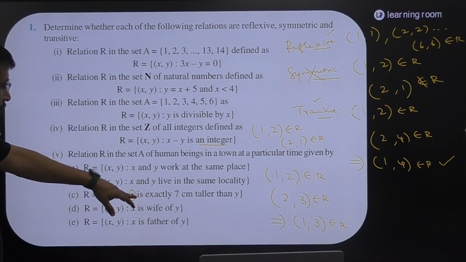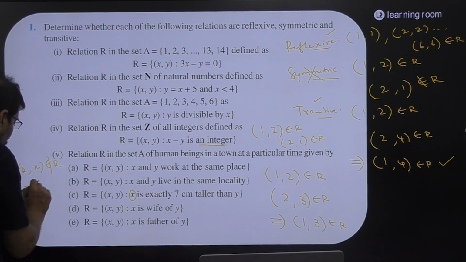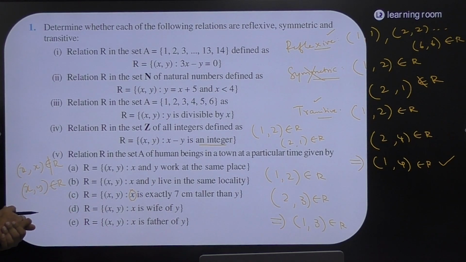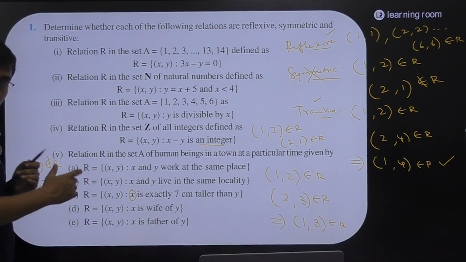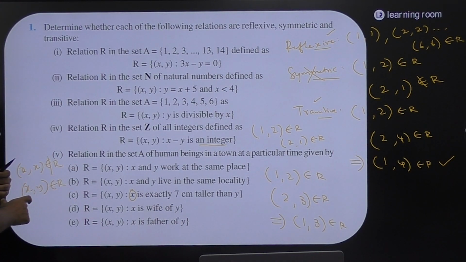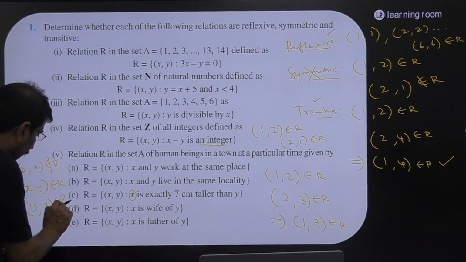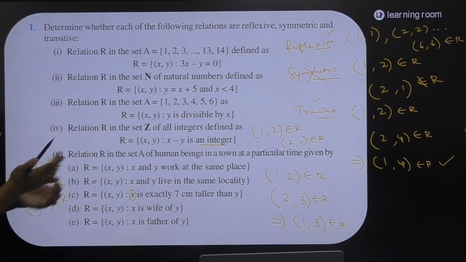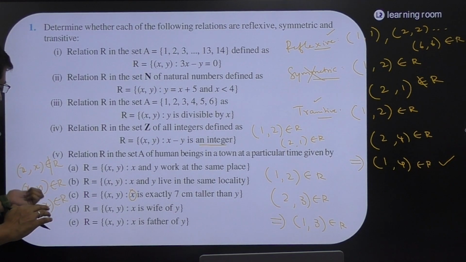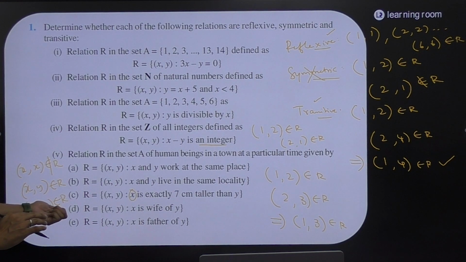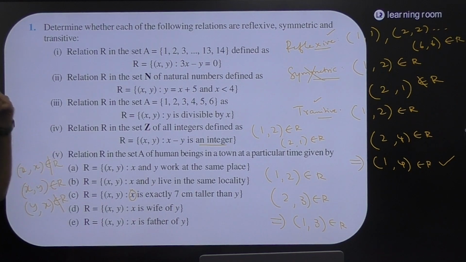So next is, what about X comma Y? If at all I assume X comma Y belongs to R, what am I trying to tell you? X comma Y belongs to R. What is the meaning of this statement? X is exactly 7 centimeters taller than Y. So if I write Y comma X belongs to R, what am I trying to tell you? Shorter. So it will change, right? So it's a relative perspective. When X is taller than Y, Y cannot be taller than X. So it does not belong to R, hence it is not symmetric. What about transitive?